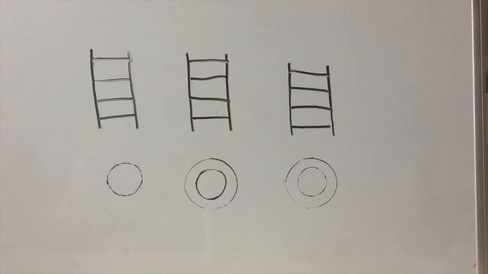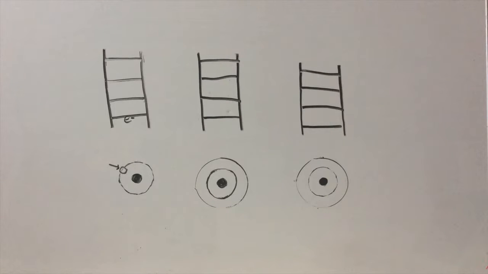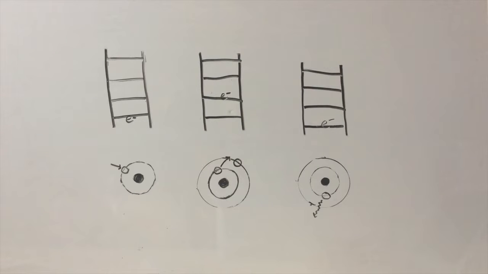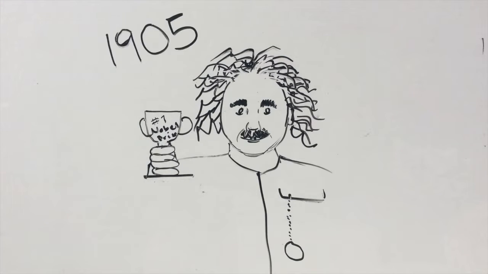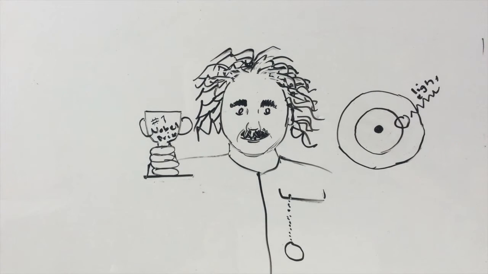All atoms emit light when excited by electricity. Electrons have 2 energy levels. One is the ground state, which is the lowest possible energy level. Electrons that are at 1 or more quanta above the ground state are excited. In 1905, Albert Einstein won a Nobel Prize for explaining this theory.